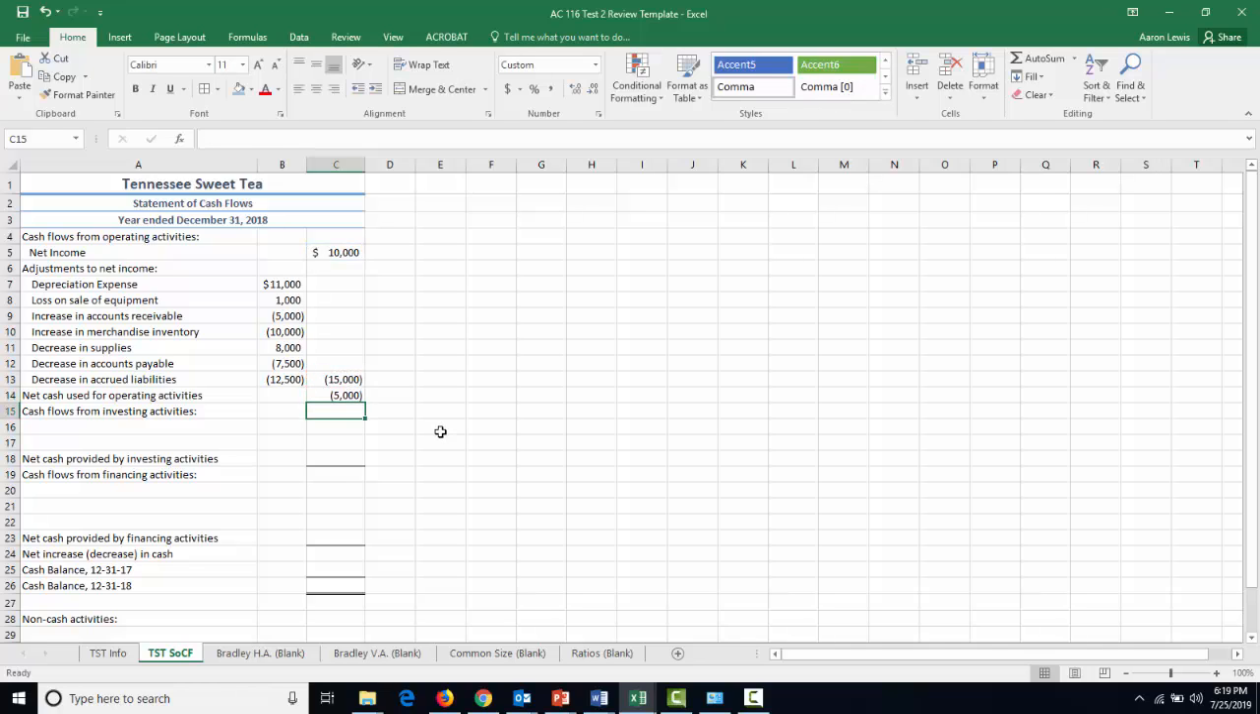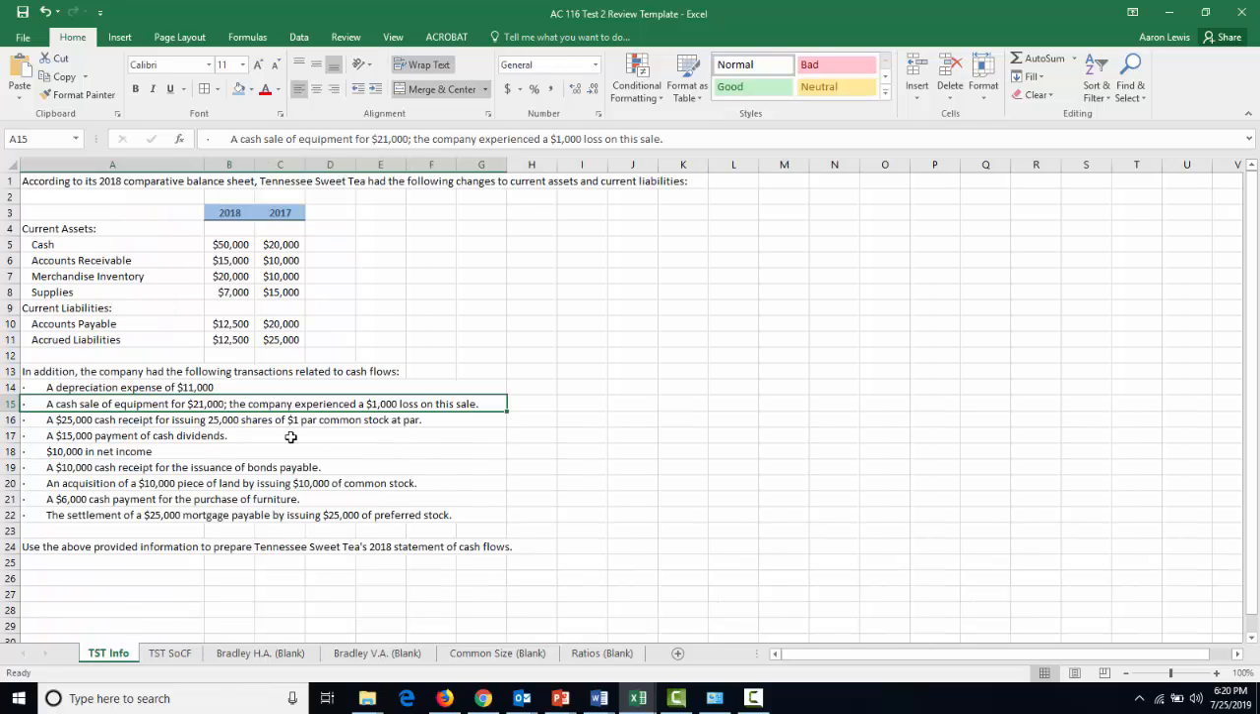We had from operating activities a decrease in cash of $5,000. We're through the first section. We can move on to the investing section. And the investing section deals pretty much purely with long-term assets, things that you plan on having for more than a year. So we go to our list of bullet points here and we see what we have.